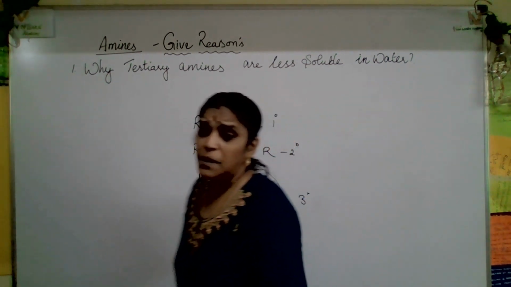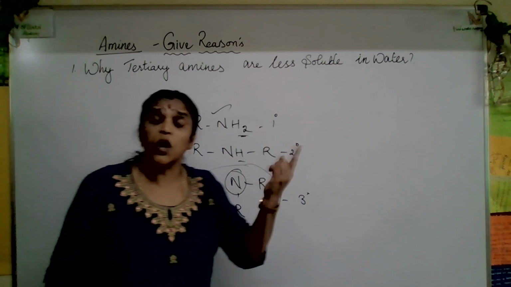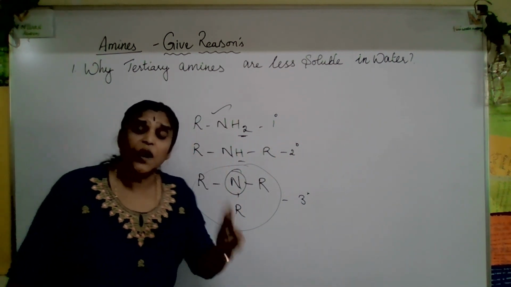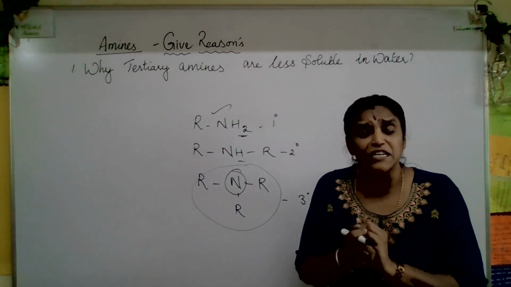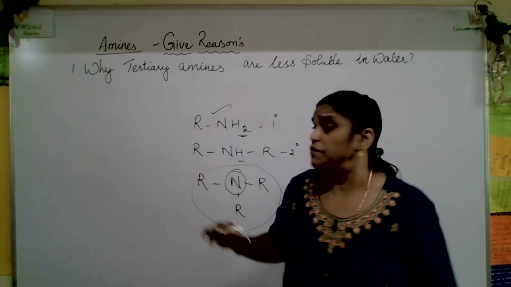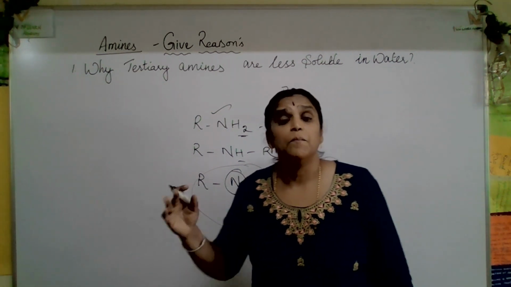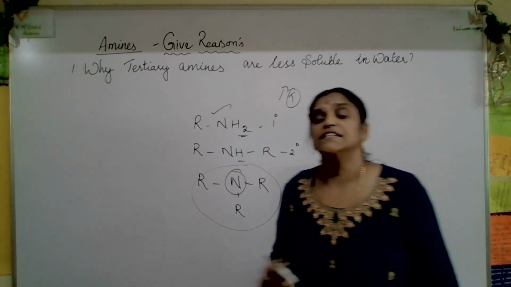Now, boiling point. Primary amines have more boiling points. Why? Because nitrogen has two hydrogens, so the intermolecular hydrogen bond will be very strong. To break that, we have to give higher temperature. So naturally the boiling point will be more compared to secondary and tertiary.